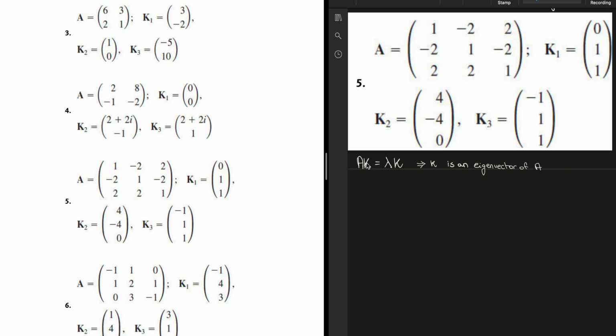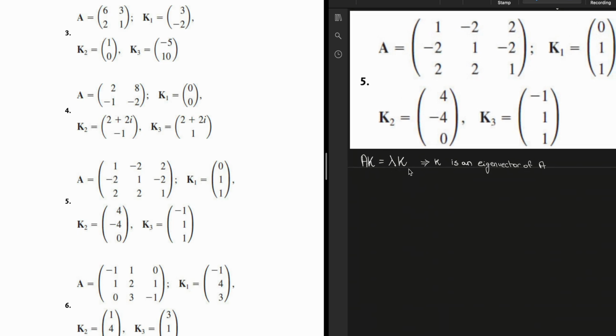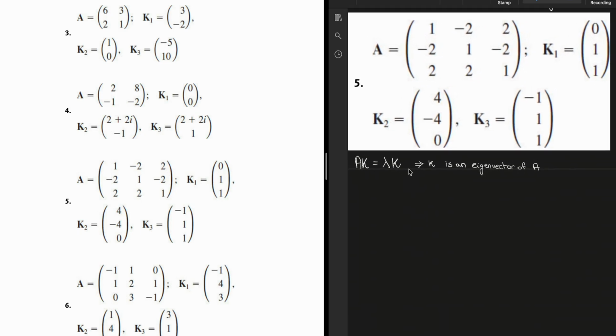In other words, if I apply the transformation A to the vector k, and I get a scalar times that vector, then k is an eigenvector of A, because it's one of those special vectors that does not get knocked off of its span during the transformation A.